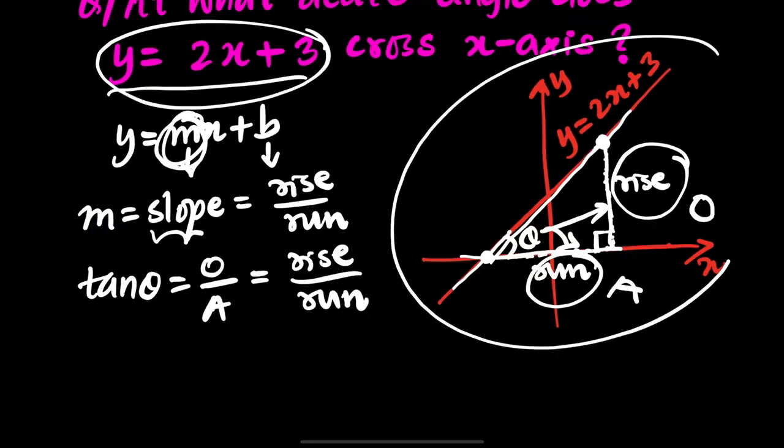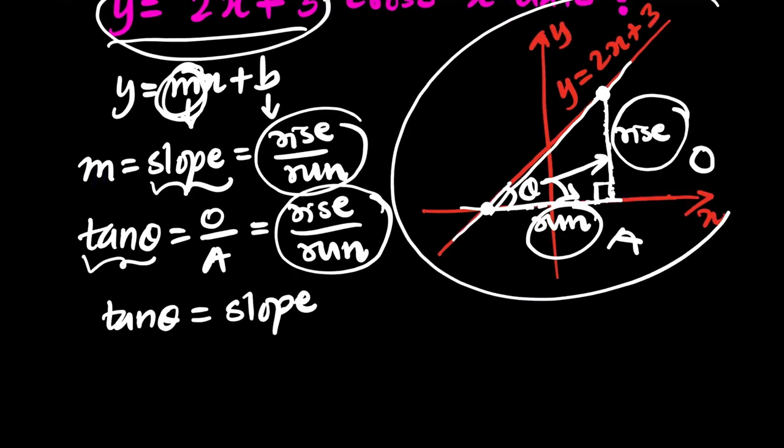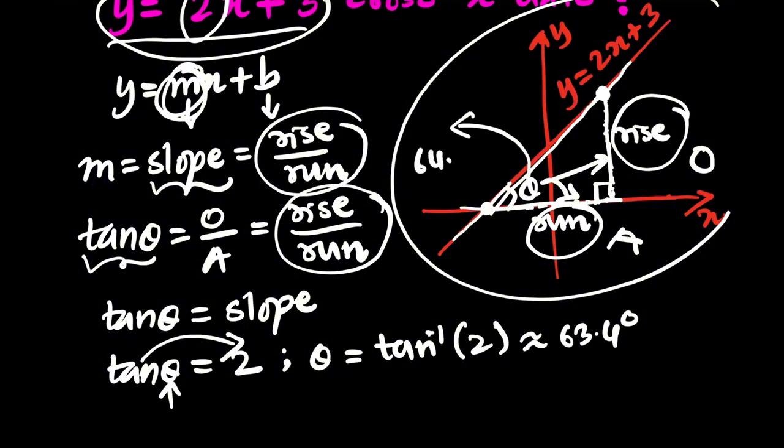So we see here that slope is also the ratio of rise over run, and tangent of any angle is also the ratio of rise over run. So the key takeaway here is that tangent of any angle is equal to the slope. Since the slope in this case is 2, tangent of theta equals 2. To find this angle theta, keep it on the same side and take tangent on the other side, which becomes tan inverse of 2, which is approximately equal to 63.4 degree. So the graph makes an angle of 63.4.